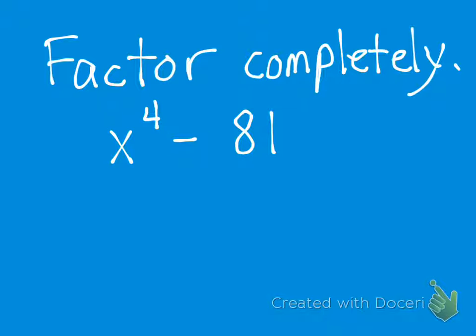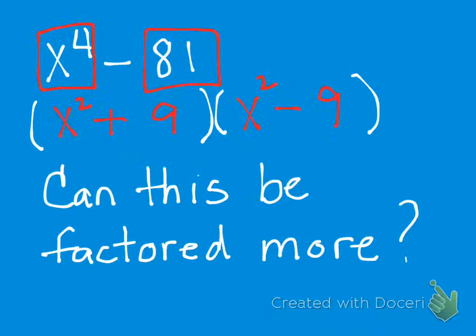Try to factor x to the fourth minus 81 completely. X to the fourth minus 81 is the difference of two perfect squares. So I set up the parentheses, put in my plus and minus sign. X to the fourth I break up as x squared and x squared, and 81 becomes 9 and 9. So I have x squared plus 9 times the quantity x squared minus 9.